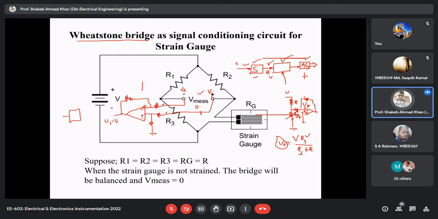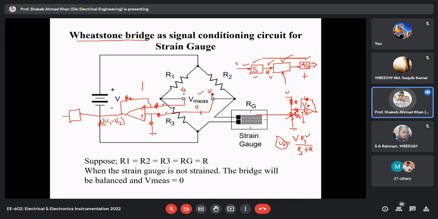So when the bridge is balanced, the output is 0, and there is obviously a certain gain, gain is A. When the bridge is balanced, V1 minus V2 will be 0. And when it is unbalanced, a proportionate amount of voltage will appear here. If it is in a suitable range, we'll connect it to the final stage. If it still has some imperfections, then suitable signal conditioning is required.